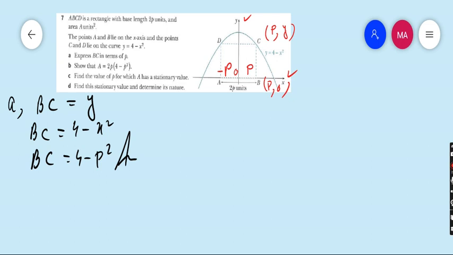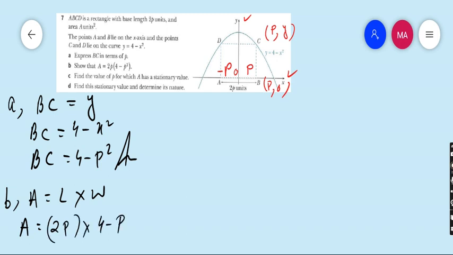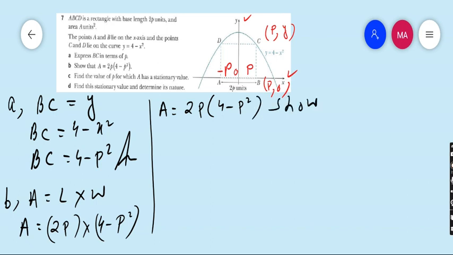Part B. Show that A is equal to 2p into 4 minus p square. What is A? A is the area of the rectangle. The area of a rectangle is length into width or breadth. Length is 2p, breadth is BC. BC we have found is 4 minus p square. So the final answer is A is equal to 2p into 4 minus p square, and this is shown.